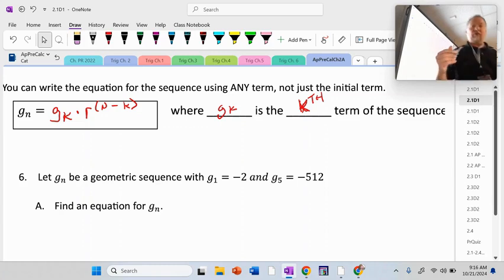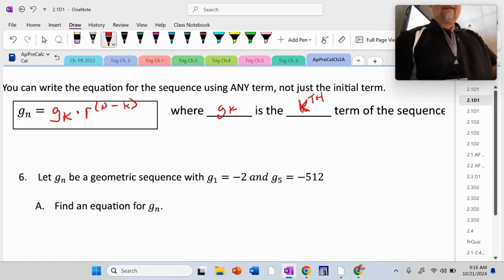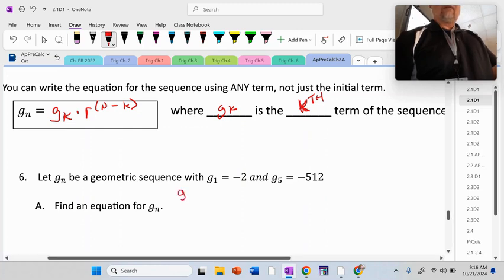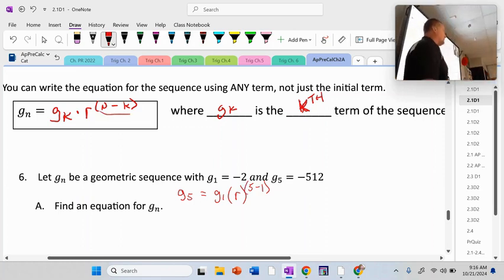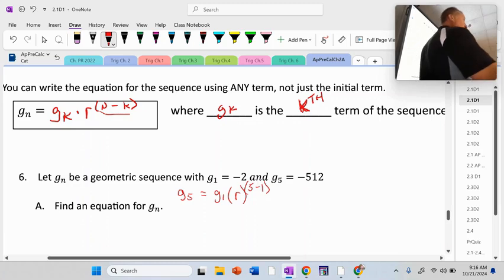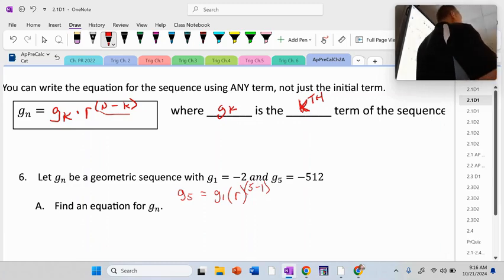All right. So here's what we're going to do. We're going to write this like this. We're going to create this formula starting from G sub 5, and then from G sub 1, some r, but it's raised to the 5 minus 1 power. That's what this means in here. That's what that n minus k means. 5 minus 1 is 4 away. And then what I'll be able to do is find that r value.